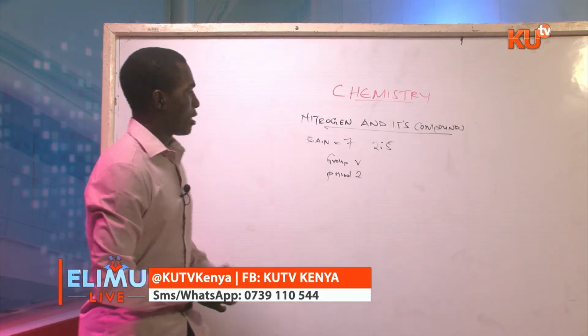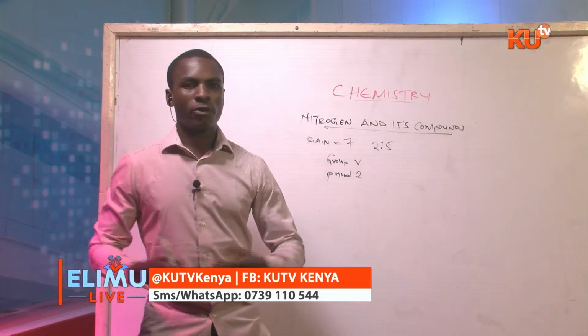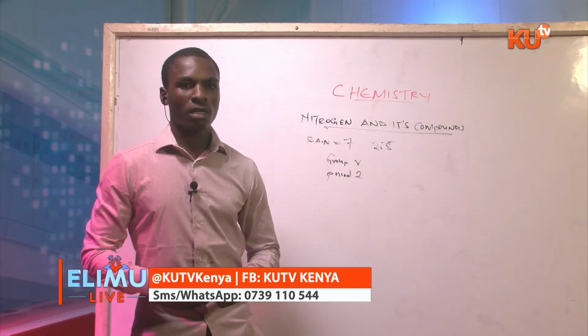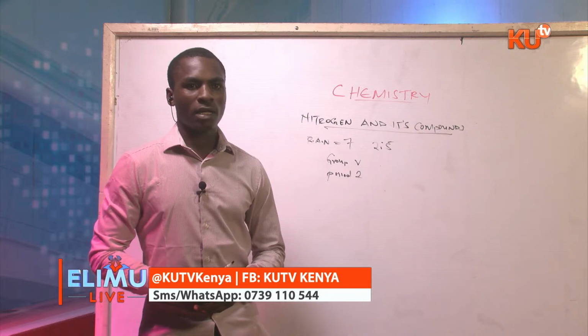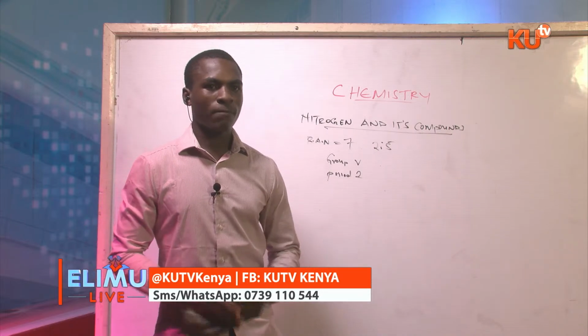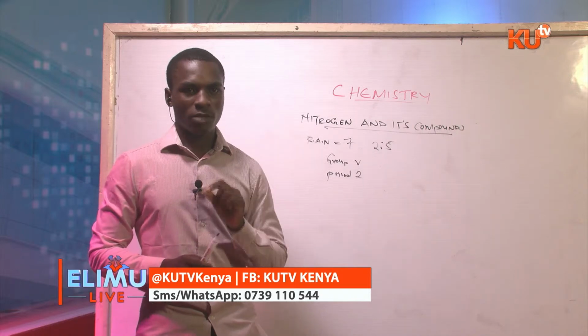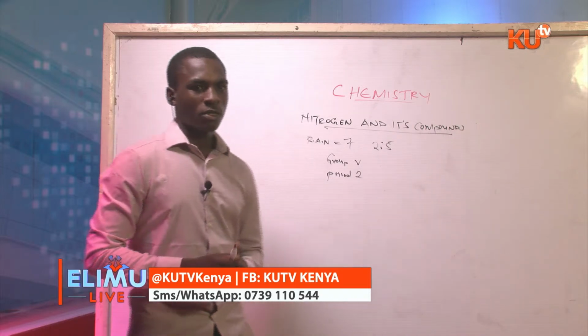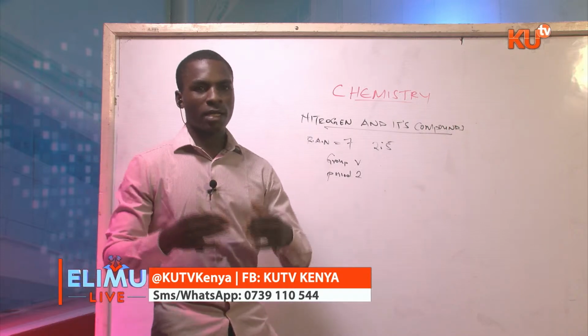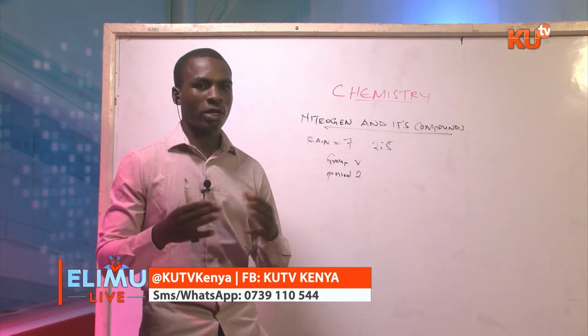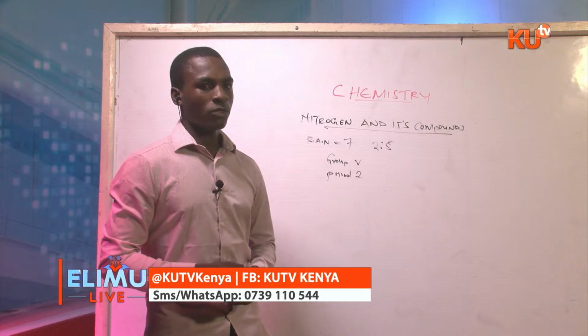Now, nitrogen exists as a diatomic gas in the air, and it occupies 78% of air. So it means for every 100 volumes of air, 78% of it is nitrogen. So that simply makes air the main or the major source of nitrogen for industrial uses.